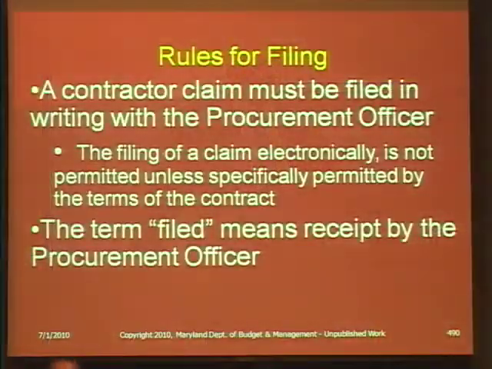Rules for filing. So I'm just going to tell you what the rules are for these things that hopefully you won't have to encounter. A contractor claim must be filed in writing with the procurement officer. So they must know who the procurement officer is. They must submit it in writing to the procurement officer. The filing of a claim electronically is not permitted unless specifically permitted by the terms of the contract.